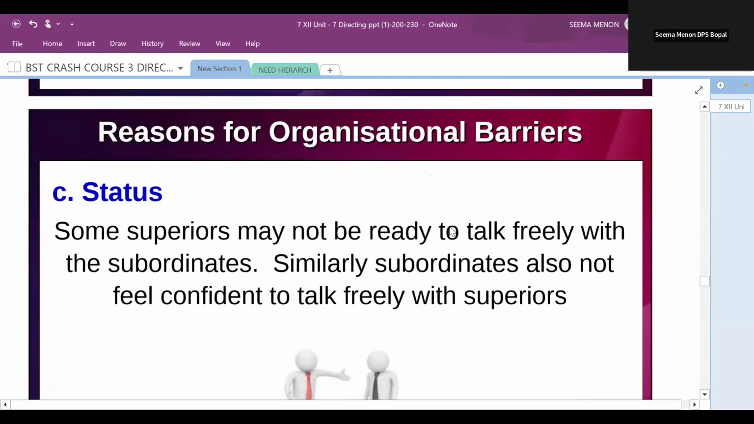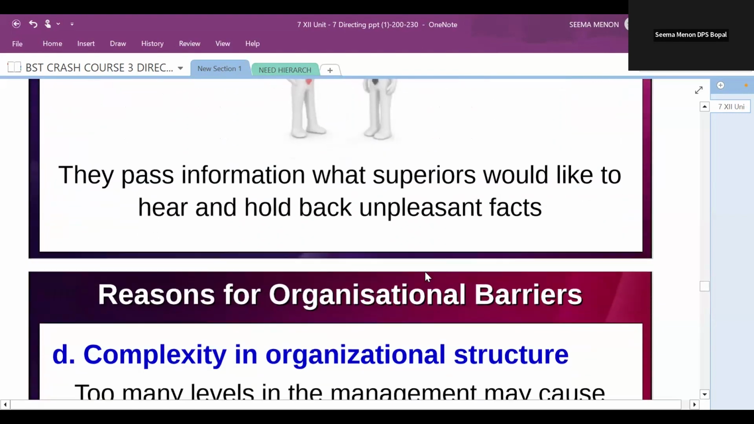Sometimes this can happen. The superiors are not ready to talk freely with the subordinates. They won't consider them, so they will not be communicating with them properly. The same way, the subordinate will also have a fear. They will not talk freely with their superiors. They pass information that the superior would like to hear and hold back unpleasant facts.